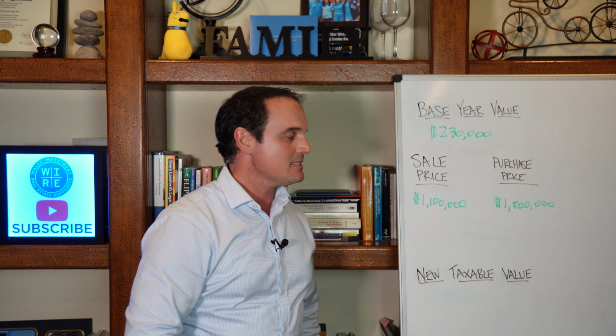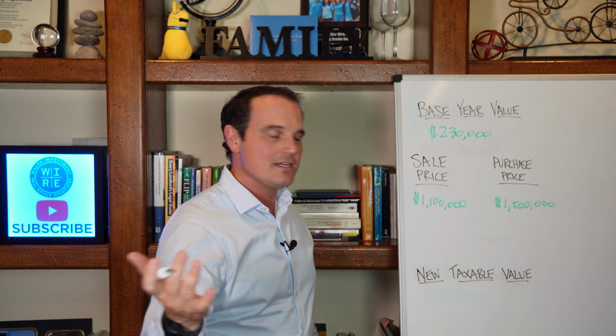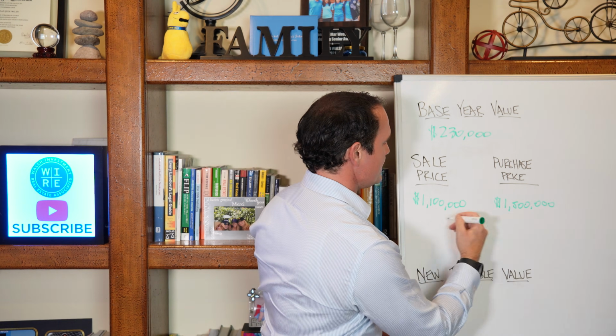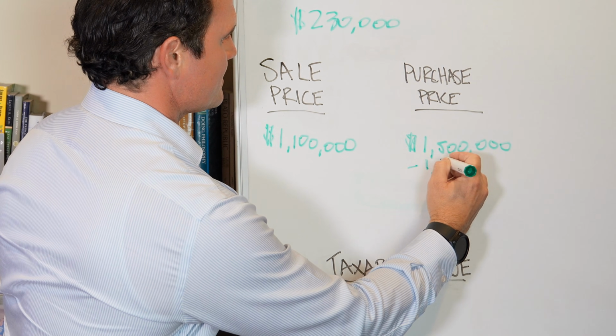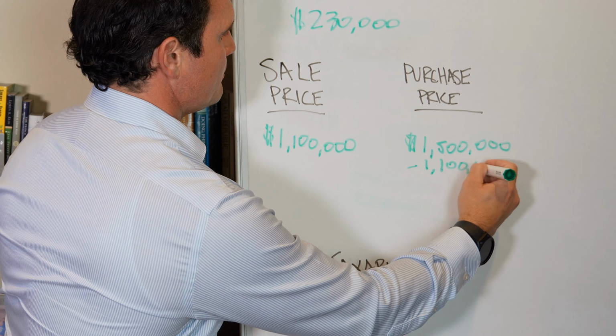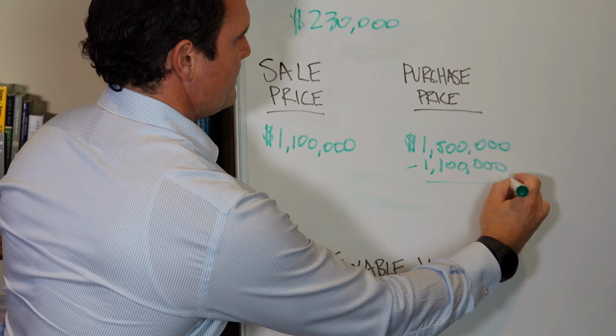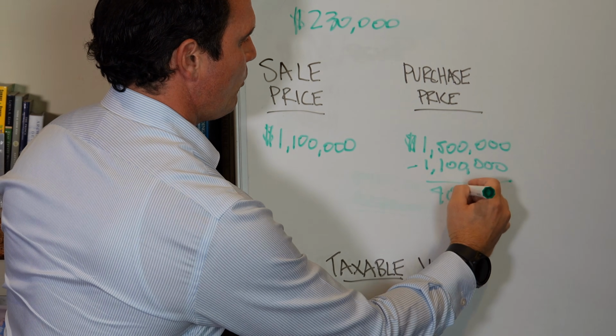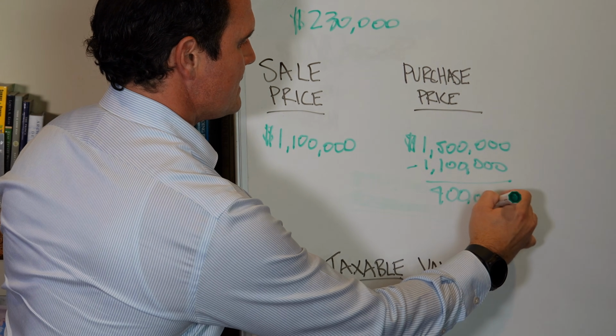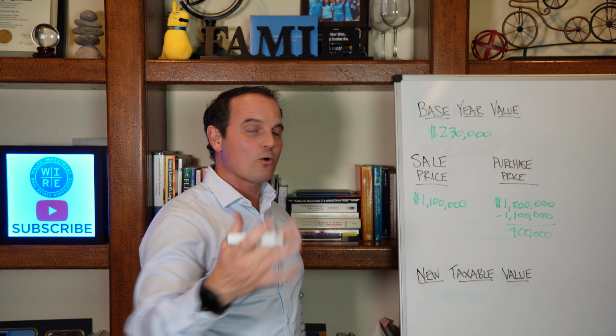So that means that there's going to be additional property taxes that are owed. So how do we calculate that? Very simple. We're going to take the purchase price, we're going to subtract from that the sale price, and we'll be left over with $400,000. Basic math, they're paying an extra $400,000 for the next home.